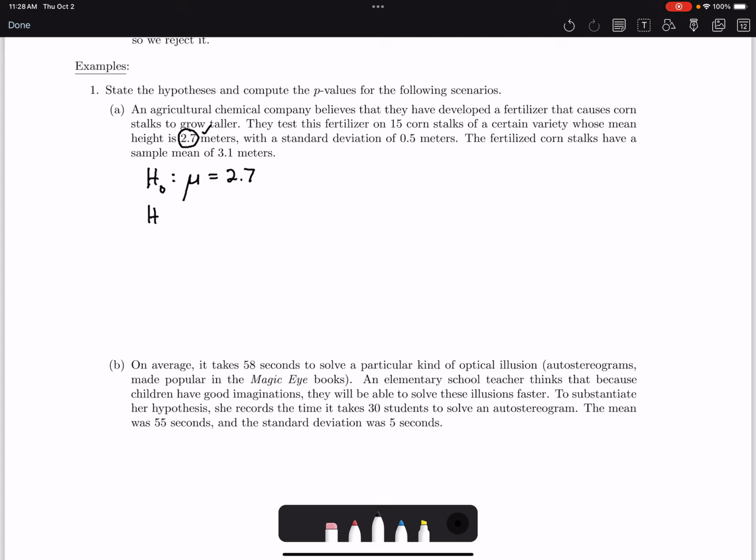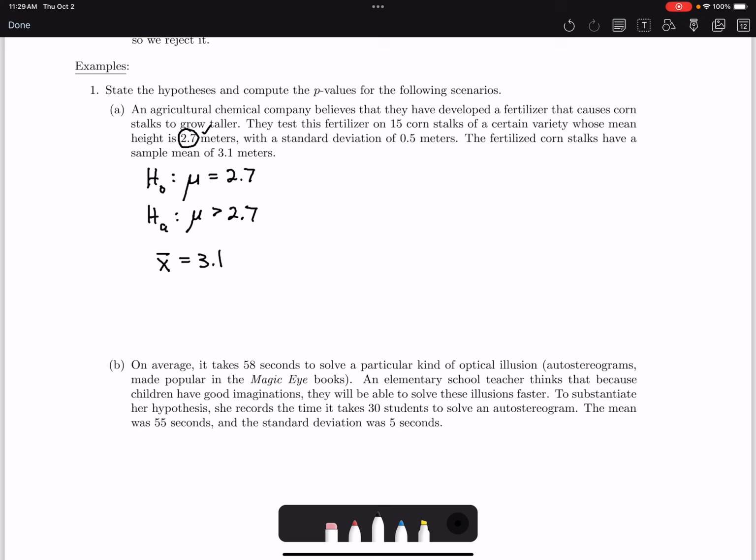The alternative hypothesis is going to be that the fertilizer works. In other words, it causes the corn stalks to grow taller, right? Mu greater than 2.7. And now the next obvious question to ask is, well, what's the sample evidence that we have in favor of the alternative hypothesis? And the sample evidence is that, in our sample of corn stalks, the sample mean was 3.1, right? And that is certainly bigger than 2.7. So is this good enough evidence? Well, we would have to compute the p-value.